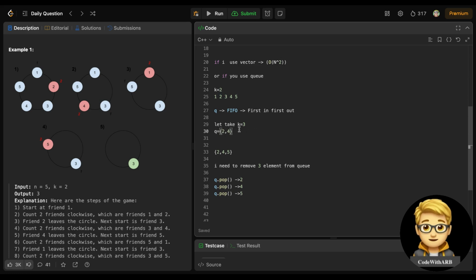Now if you see here, k is equal to 3 and we have only two elements, right? So one thing is for sure, that the winner is only one. We need to remove one element, but which element needs to be removed? One thing is clear, that we need only one element, right? And k is equal to 3 here.